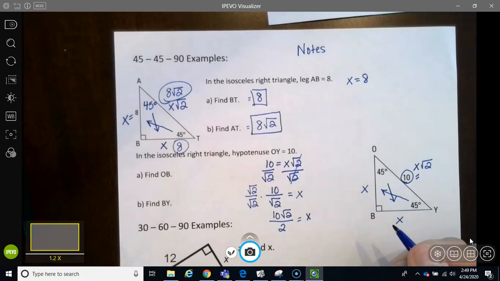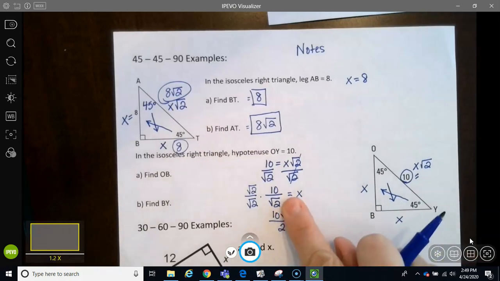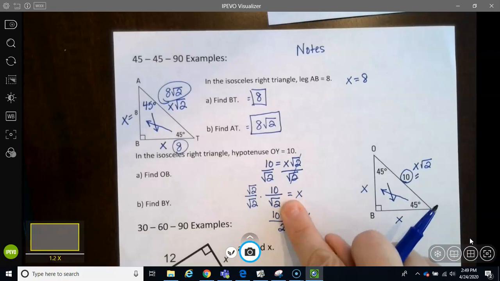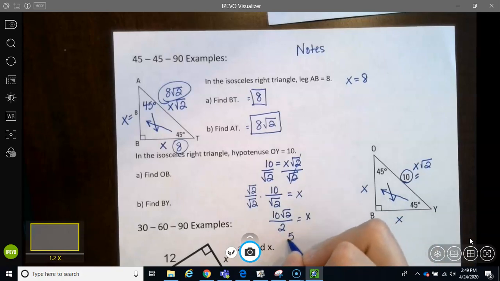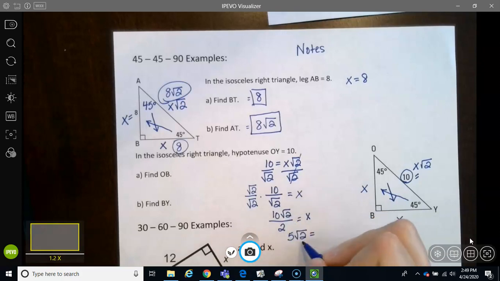And then last but not least, I need to reduce that fraction. Just kind of ignore the square root of 2 right now, and looking to the left, the number in front of the square root in the denominator, what can that reduce to? So 10 over 2, or 10 divided by 2, gives you 5. So that reduces to just 5, and then keep that square root of 2 with it. So putting that back with it, and that's what we get for x.